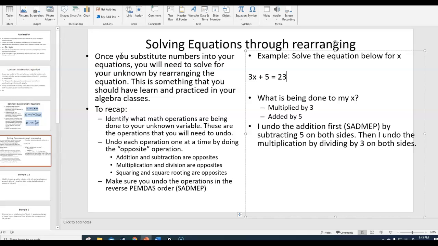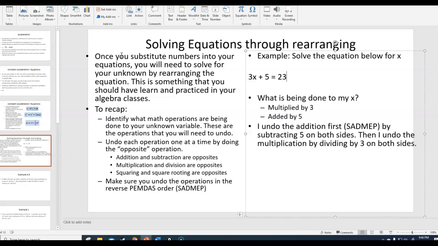Next, you're going to undo each of those things being done to your variable by doing the opposite operation. And when I say the opposite operation, what I mean is, for example, addition and subtraction are opposites. Multiplication and division are opposites of each other. Squaring and square rooting are opposites of each other. Okay, so you're going to undo each of those operations one at a time in order to get your variable by itself. Okay, but there's a specific order that you need to do that in.